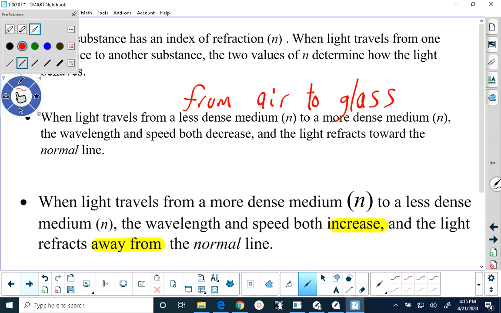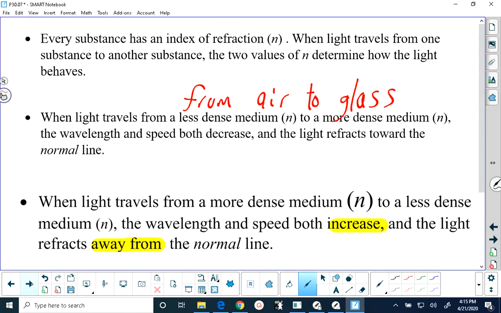It's traveling from a less dense to a more dense. When light travels from glass to air, it's traveling from a more dense to a less dense. That's a specific example, and the reason why I'm choosing those examples is I would like to show you a video demonstration right now of what it means to say refracting away from the normal or refracting toward the normal.